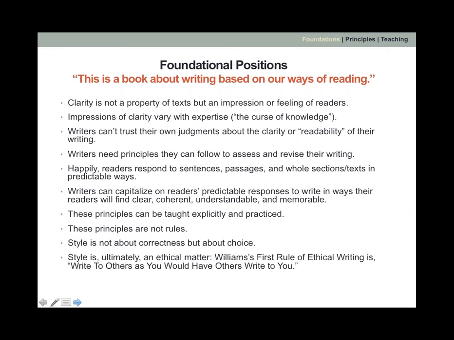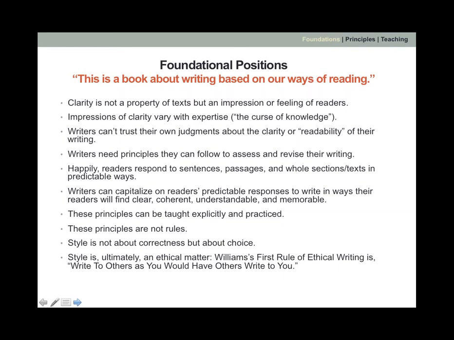writers are responsible for making choices in their writing, but they cannot trust their own judgments about the clarity or readability of their writing. They need readers to tell them if their writing is clear, and, more importantly, they need principles that they can follow to assess and revise their writing. So relying on one's own impressions, this seems clear to me, is not an effective way of judging the clarity of one's own work. Happily, readers respond to sentences, passages, and whole sections of texts in predictable ways, and we can capitalize on those expectations and responses to write in ways that our readers will find clear, coherent, understandable, and memorable.